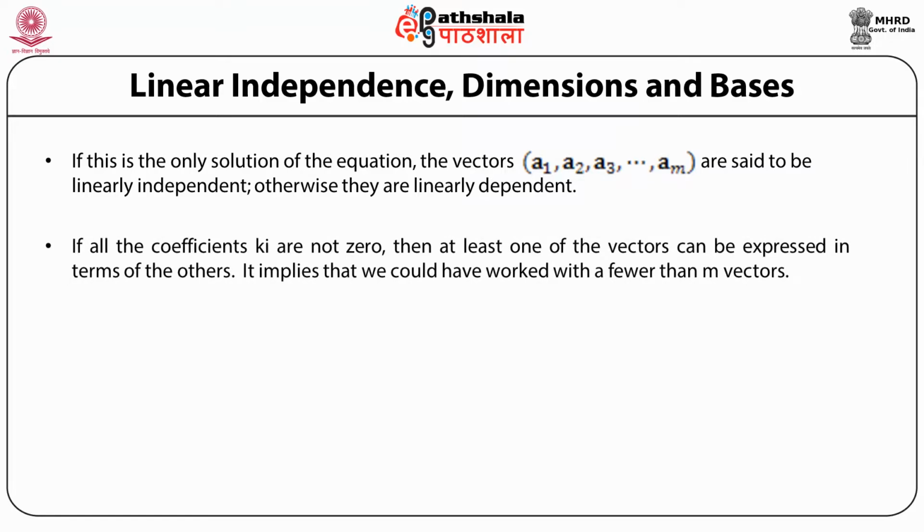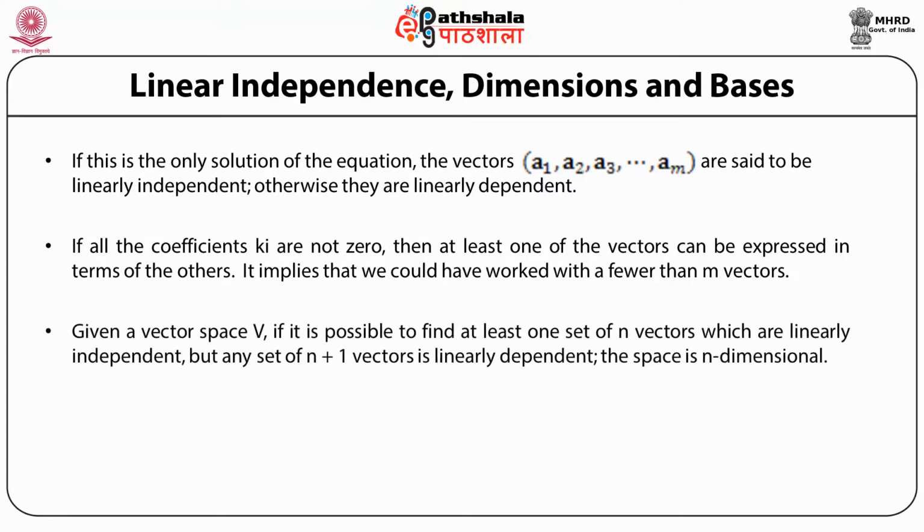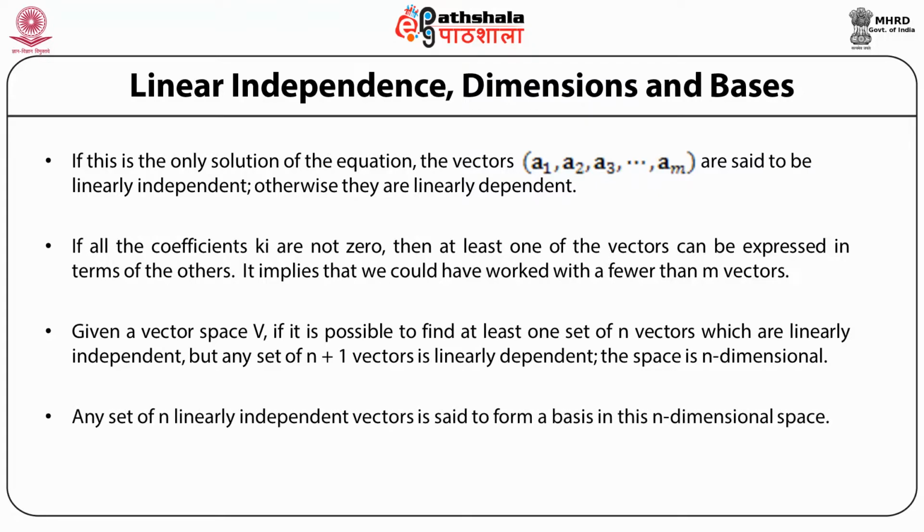If all the coefficients ki are not 0, then at least one of the vectors can be expressed in terms of the others. It implies that we could have worked with fewer than m vectors. Second, given a vector space V, it is possible to find at least one set of n vectors which are linearly independent. But any set of n plus 1 vectors is linearly dependent, and the space is n-dimensional. Third, any set of n linearly independent vectors is said to form a basis in this n-dimensional space.